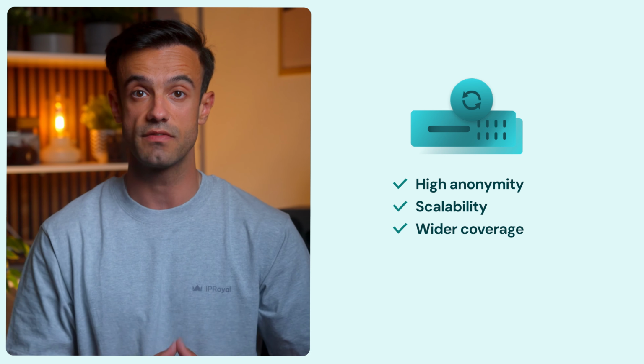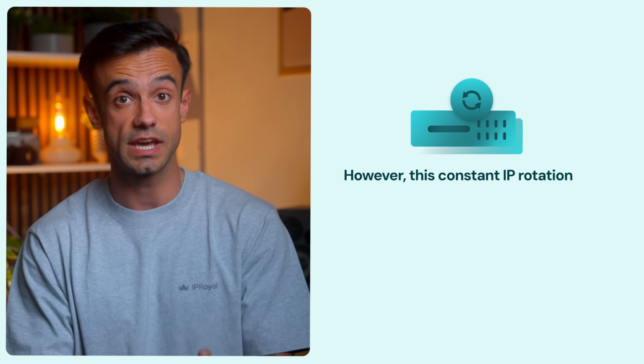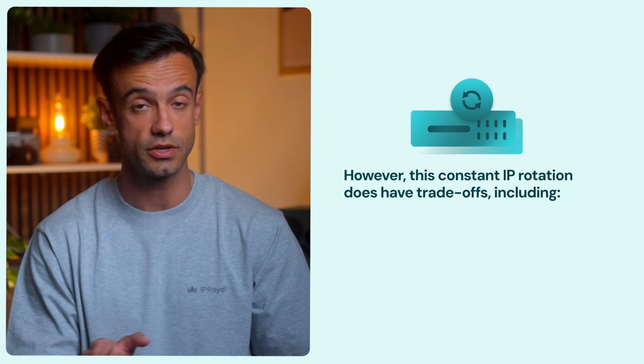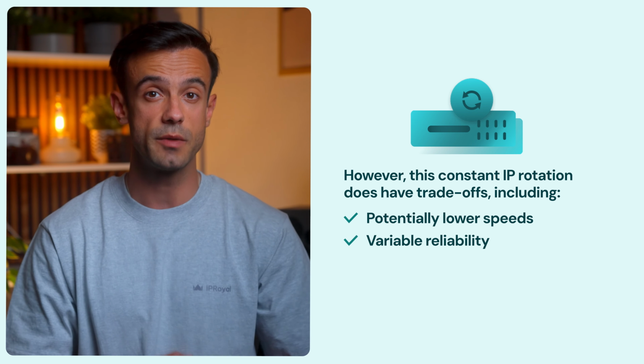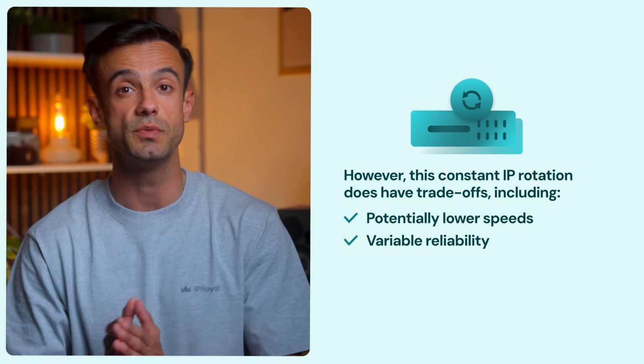This gives you high anonymity for bots, crawlers, or scrapers, scalability for massive data collection projects, wider coverage for accessing geo-targeted content. However, this constant IP rotation does have trade-offs, including potentially lower speeds due to IP switching delays, variable reliability due to shared IP pools under heavy use. And just like static proxies, there are different types of rotating proxies as well.